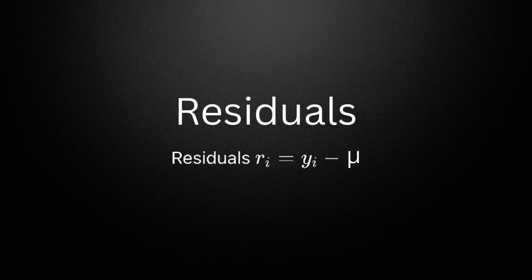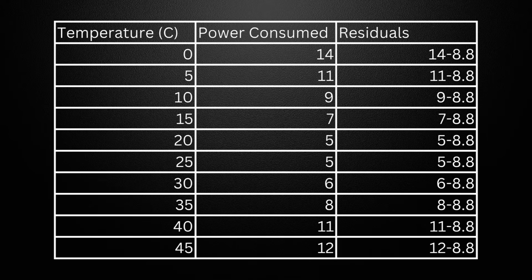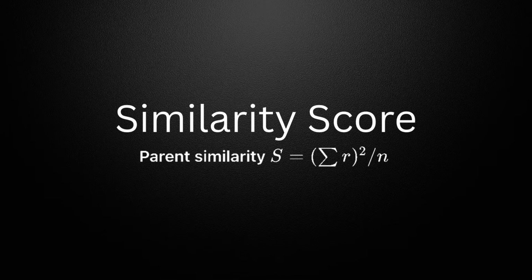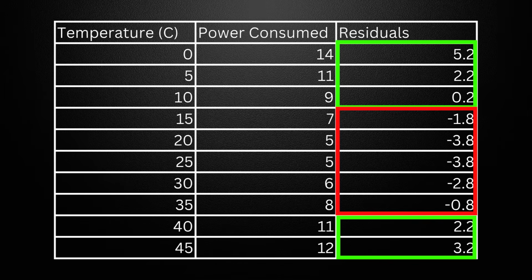After this, we calculate something called the residuals. Residuals are the errors in prediction compared to the mean in this case. We calculate another metric called the similarity score, which is the sum of all residuals, which is then squared and divided by the number of samples. Note that the positive and negative residuals cancel each other out, since we do not square the residuals before adding them. Having a large value of similarity indicates that most errors are in the same direction and is considered good.